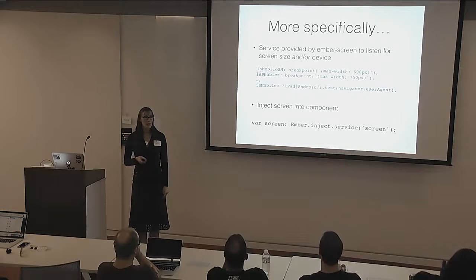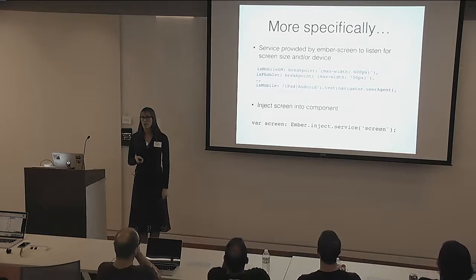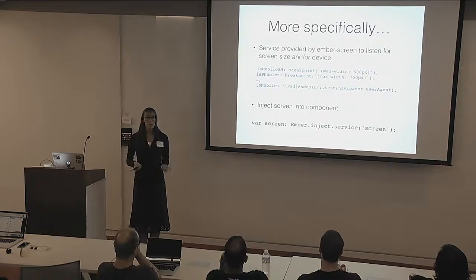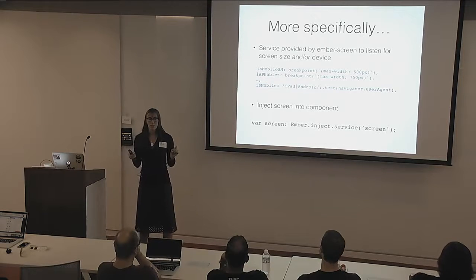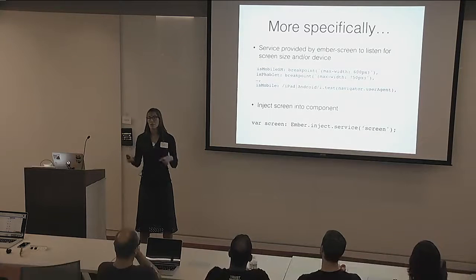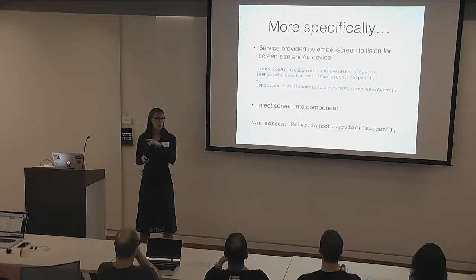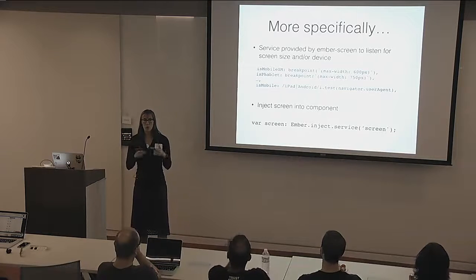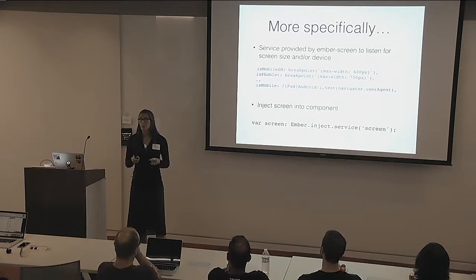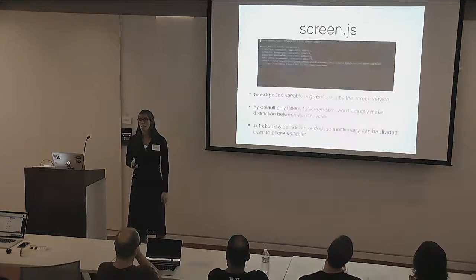Anyway, so occluding content, how do you do that? There's a couple different ways you can do that. The way that we did it is that we used Ember Screen, which is an Ember add-on, and we used that to listen for different screen sizes and also different types of devices. And so we created these variables for breakpoints and also for device type. Every time there was a component that needed to be treated differently, I would just inject that screen variable into my component, and then I could use it in my templates.